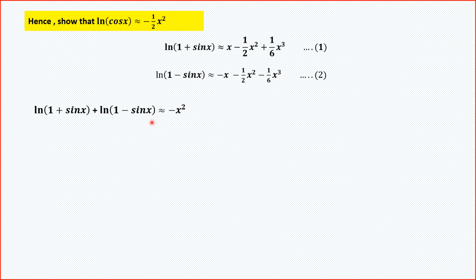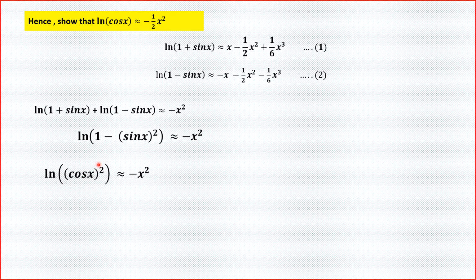Now the left hand side can be simplified using the addition law of logarithms. Ln of a plus ln of b is ln of ab, right? And when you multiply these two using the difference of two squares, that will just give me ln of 1 minus sine squared x, and this is approximately equal to what you have on the right hand side. Now from trigonometry we know that 1 minus sine squared is cosine squared. So we just have ln of cosine squared x, approximately equal to what you have on the right hand side.